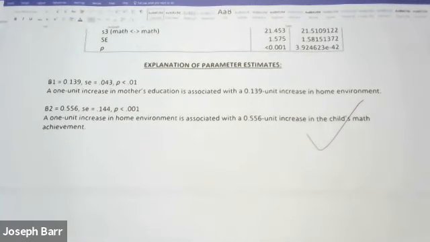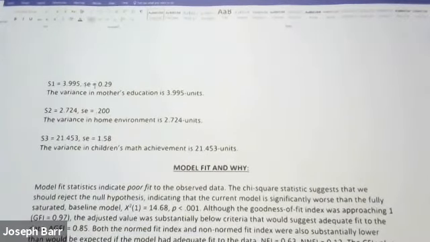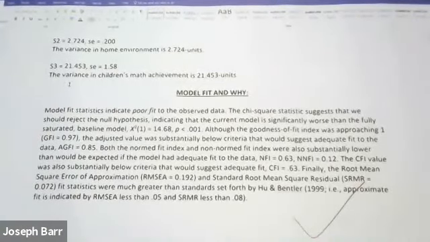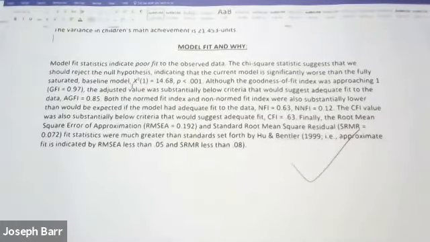And she just reported the value here, the standard error here, the p-value here, and this explanation. 1 unit increase in mother's education is associated with 0.139 unit increase in home environment. And also for B2, the variance part, the variance of ME, variance of HE, the variance of the, oh, actually, you know what? This is the variance of the residual of the children's math achievement, not the variance of the children's math achievement. This is not correct. That's the variance of the residual of the math achievement.